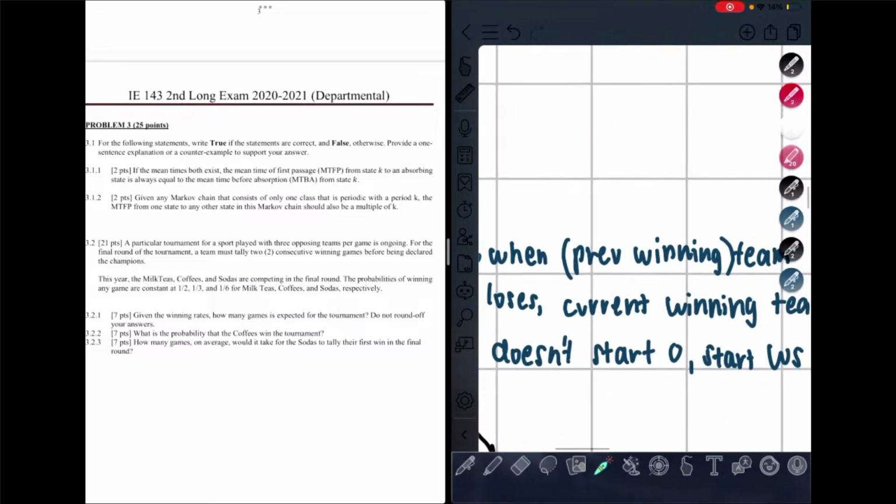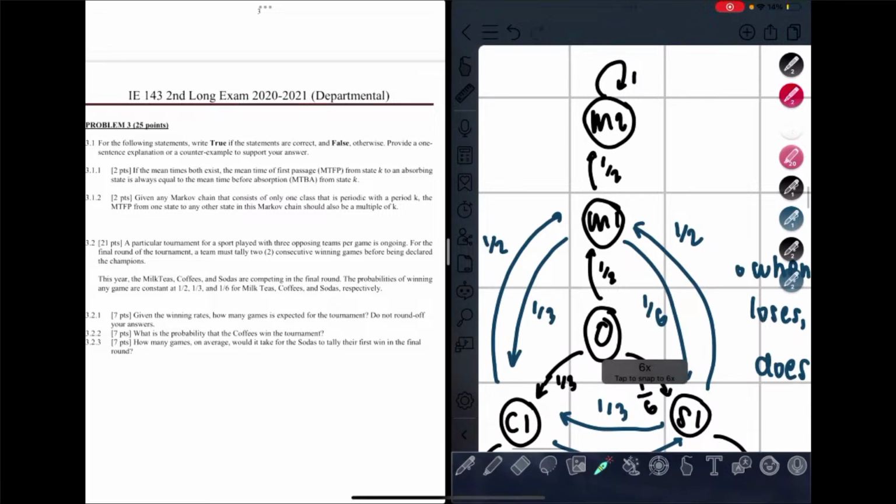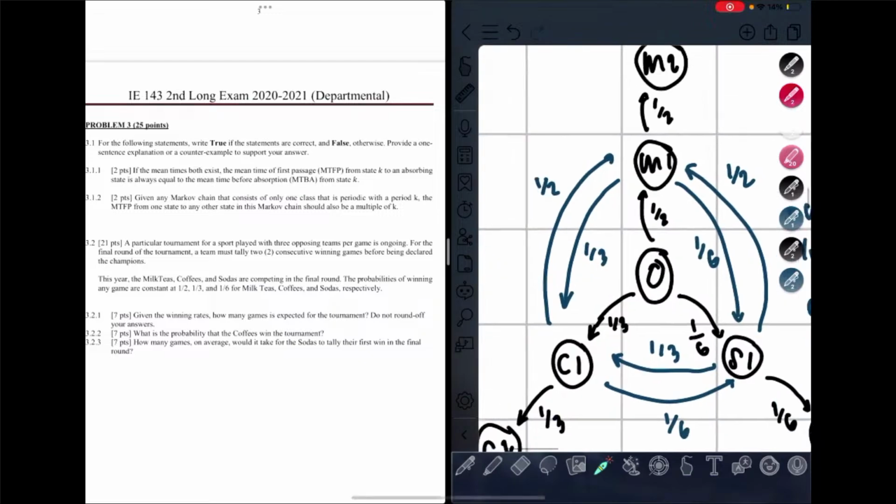And when the previous winning team loses, the current winning team doesn't start back at zero. This is the mistake that I made when I first did this. It doesn't start at zero. It starts at 1, pero nalilipat sa kabilang team yung win streak of 1. Right? So meaning, you have a 1/3 chance that you go to C1, where basically the coffees have a win streak of 1. So this is why you have 1/3 here, 2/3 here.